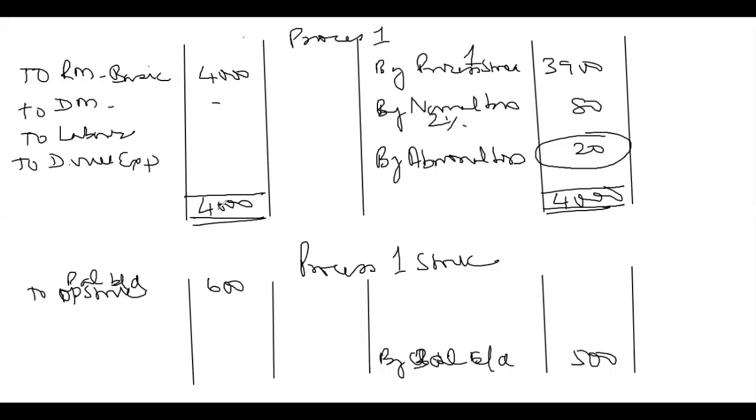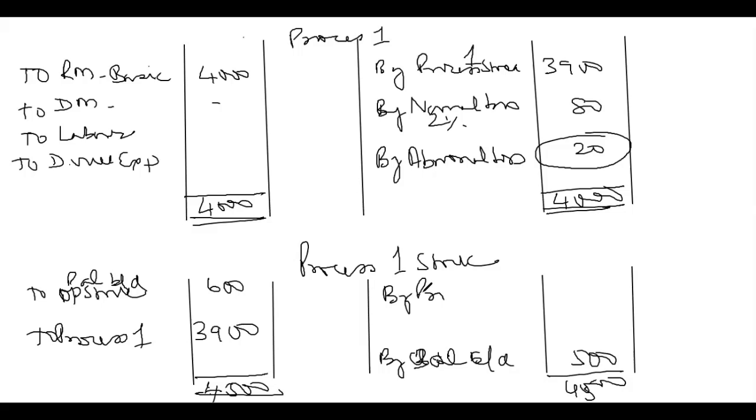Here also we can do this process. 3,900 will come from process 1. 3,900. Therefore, again do the reconciliation. 4,500. Therefore, this is what is going to process 2, 4,000 quantity. Now when you do this, one value that is given is 80,000.